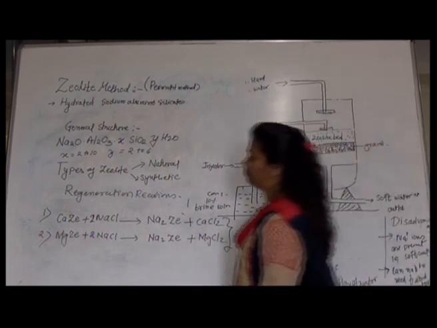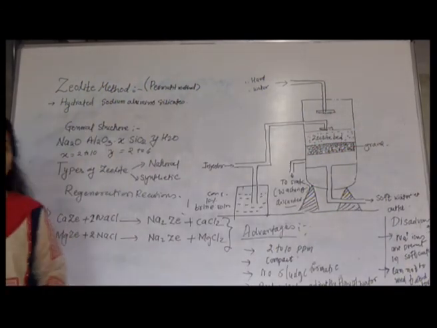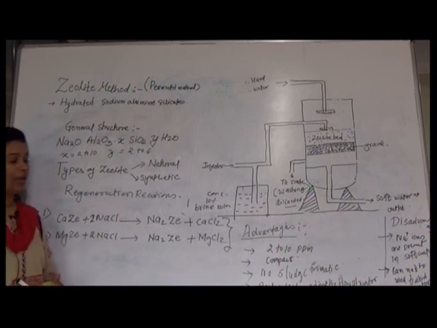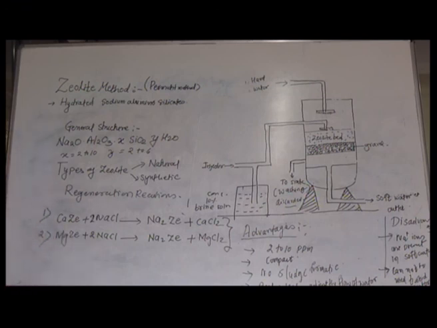So these are some disadvantages of the zeolite method. The zeolite method is very important because the residual hardness is only 2 to 10 ppm, and it is compact in structure, and less supervision is also required. So this method is very useful for the softening purpose. Thank you.